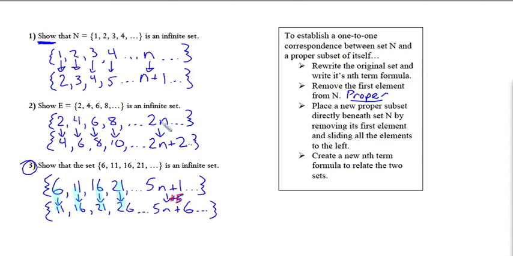Okay, so that should help you out. All you have to do is find that first nth term, and then finding the second one is easy. You just add whatever you had to get there. All right, so that is showing that a set is infinite.